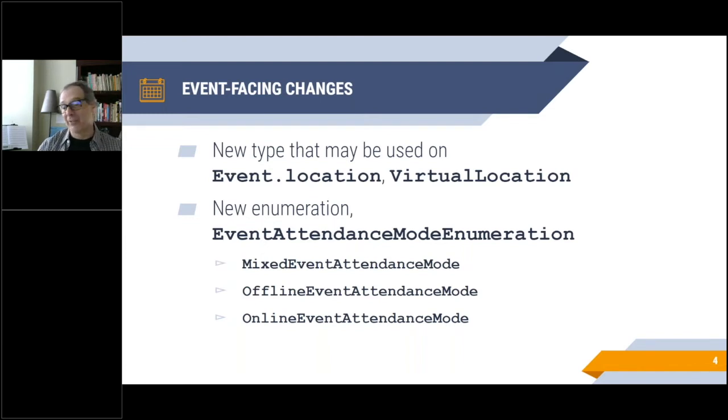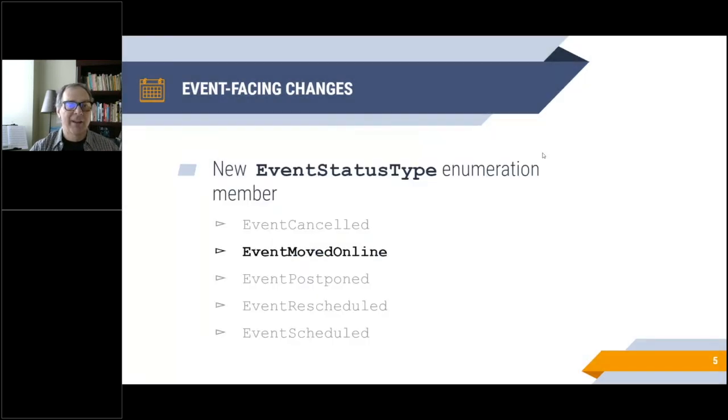A new enumeration, that is a list of values that can be used in association with an event. A new enumeration called event attendance mode enumeration, by which event organizers can say what sort of event this is: an online event, an offline event, or a mixed attendance event, where there is both online and offline attendance. And then one new event status type enumeration, joining things like events canceled, events postponed, and events rescheduled, is the new type, event moved online, for the many conferences and symposiums and other events that were to take place in person, but have since been moved online.